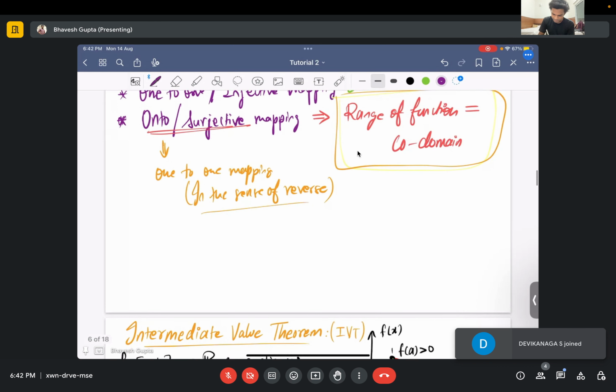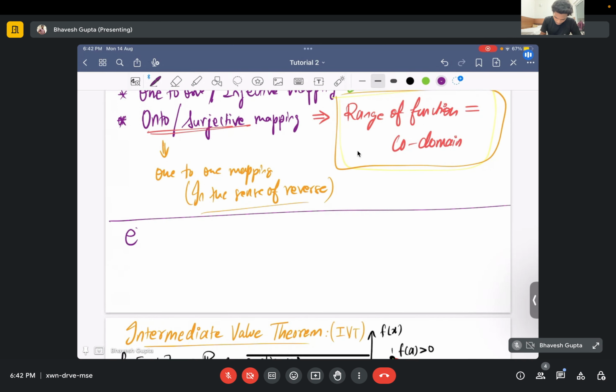For example, e to the power minus x plus x equal to 0. I just want to know how many roots exist. So, do we have one root? Do we have two roots? Do we have multiple roots? Or we don't have any roots?